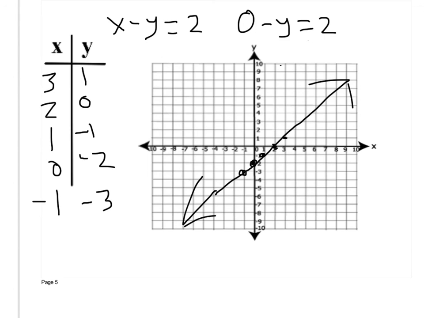Then we need to describe it. Okay, when it says describe it, write at least one sentence describing it. I would say this is a diagonal line that crosses the x-axis at 2. Does it describe the line? Yes. Or I could say it's a diagonal line that crosses the y-axis at negative 2. Am I still describing the line? Yes. All it needs is one sentence describing what's going on with the line. Okay? Everybody understand? All right. Here's your homework.